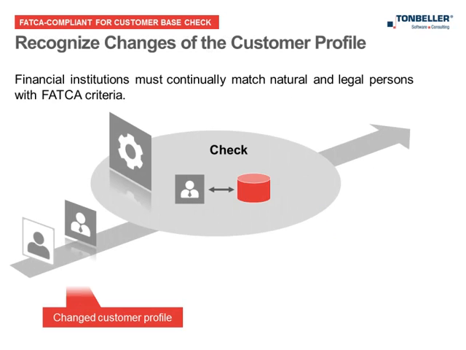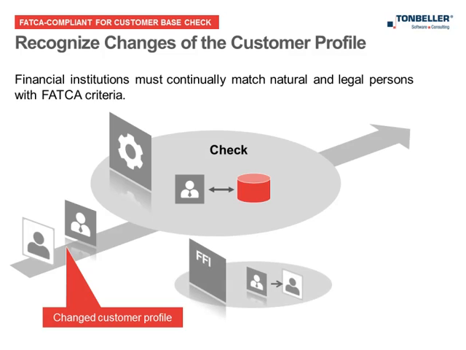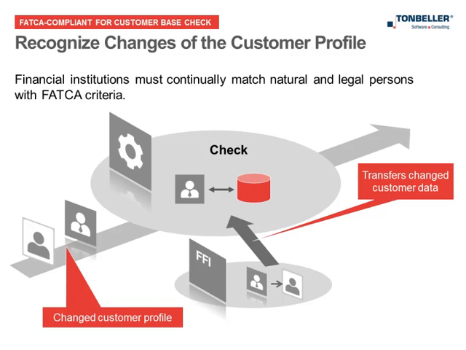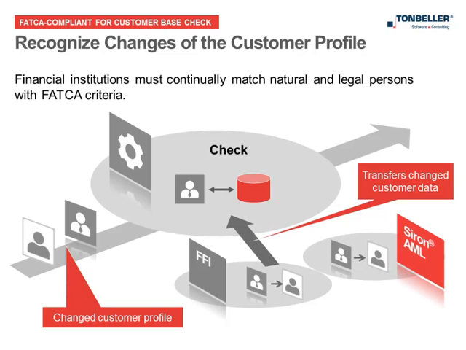Financial institutions must continually match natural and legal persons with FATCA criteria. Siron FATCA identifies change of circumstances, by recognizing, for instance, if legal entities have a new beneficial owner with U.S. citizenship. The changed customer data is provided by the core banking system. If you use Siron AML, the system for anti-money laundering, changes of the customer profile can be identified through the continuous Siron AML check process.